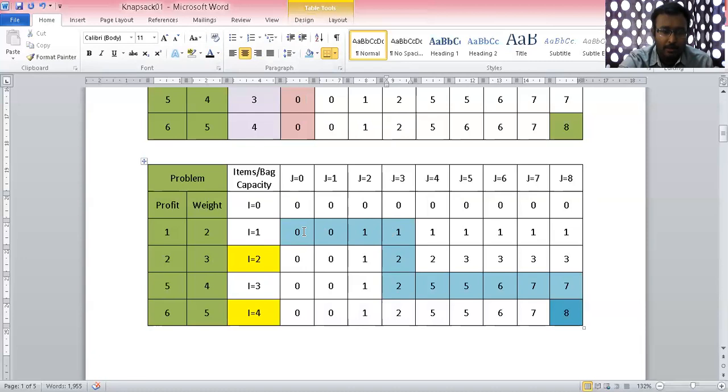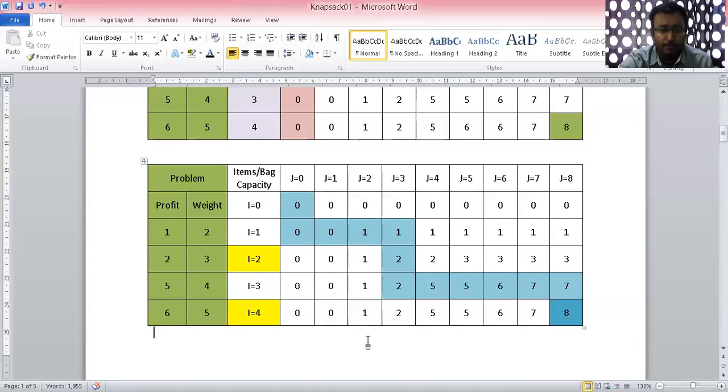Now if I see here, the value is 0. The value above that also is 0. So this 0 is not from this particular row, so I am not going to add this item. I move above and highlight this box with a color, and I see there are no further items that can be included.